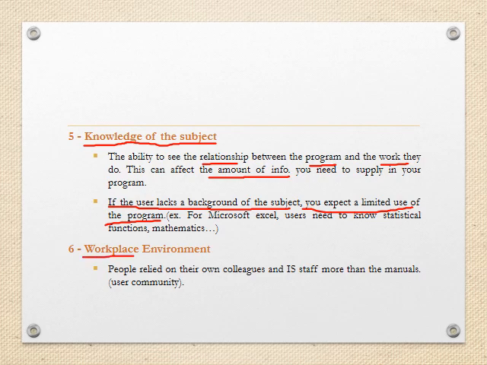Number 6, workplace environment or group environment. People usually rely on their own colleagues and information staff more than manuals. This is what we call a user community. So during the user analysis, we should investigate two things. First, the user groups that your user already participates in. What is the nature of the groups that they participate in?